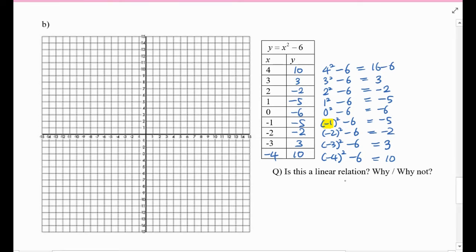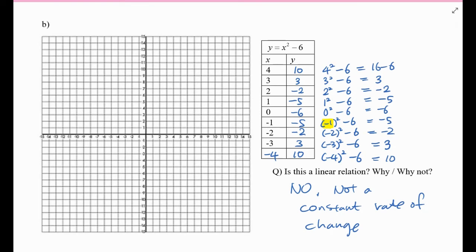So we say no, not a constant rate of change in both variables. Alright, so this is not a linear relation. So we're gonna figure out what it looks like.